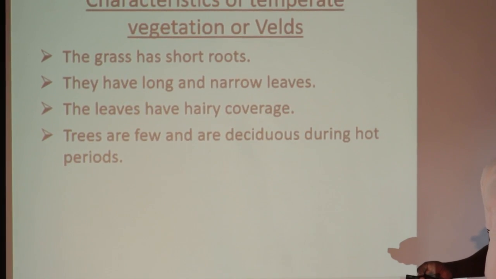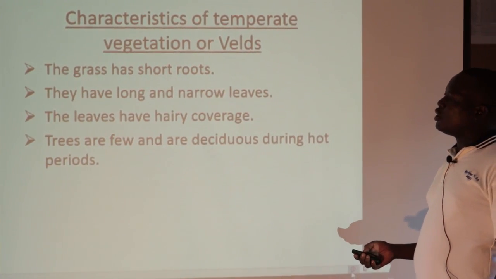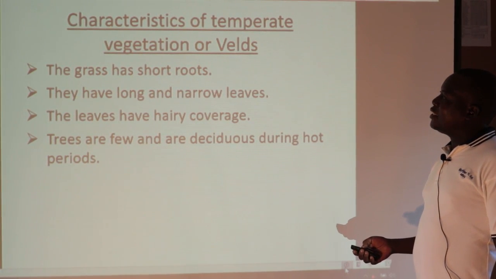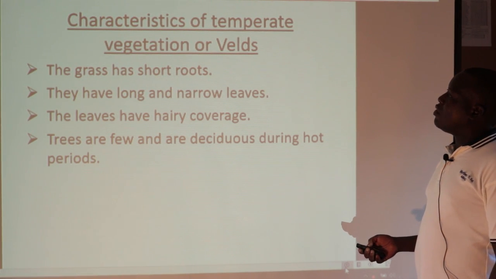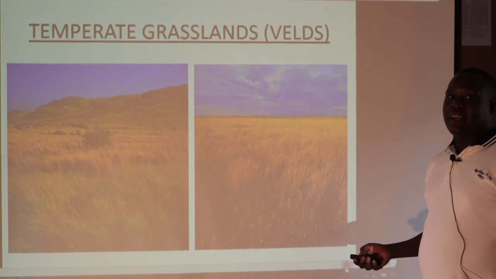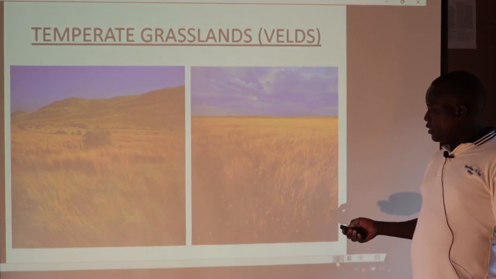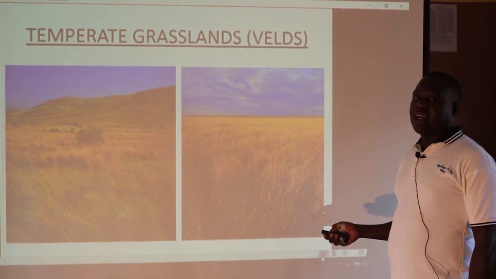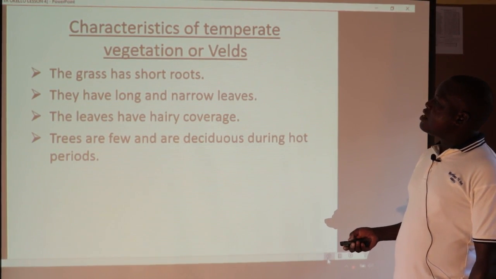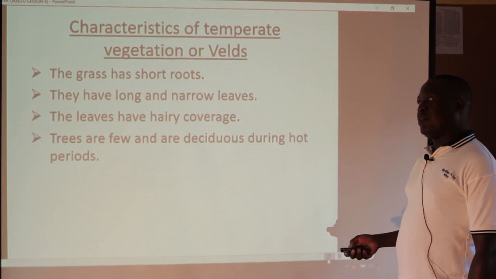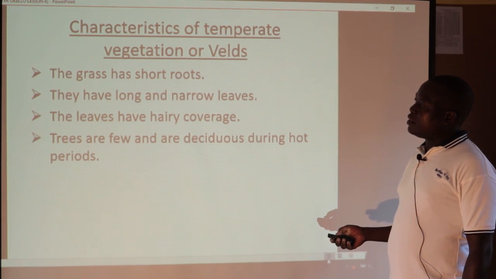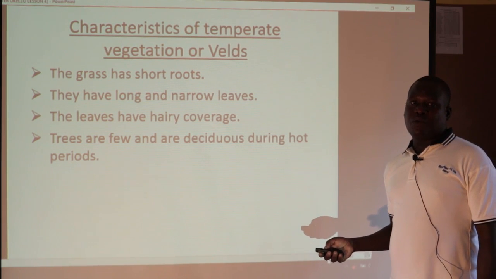After having looked at that, what do you see? The grass has short roots. We may not be able to see the roots, but I can assure you of that. As you have seen, they have long and narrow leaves. When you look at this type of grass, you will not find that they are very large. They are very thin, and we shall see the reasons why. The leaves also have a hairy coverage, which you may not see clearly, sometimes to help them adapt to the conditions in that area.